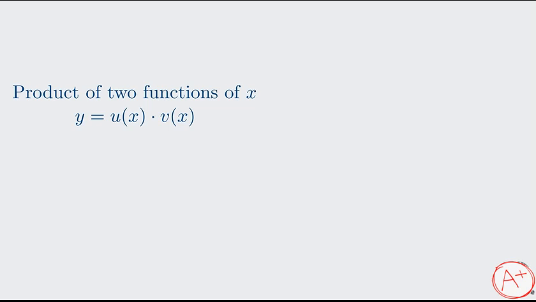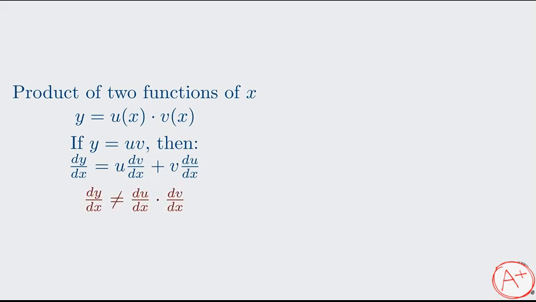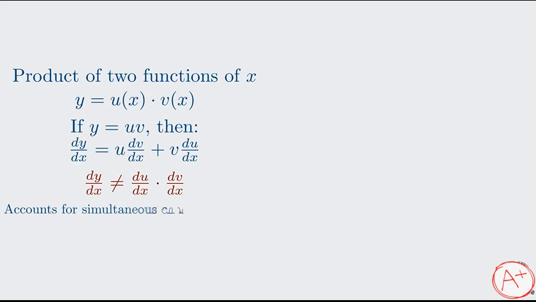The product rule is used when a function y is the product of two simpler functions of x, which we call u and v. The formula states that if y equals u times v, then the derivative, dy by dx, is equal to u times the derivative of v with respect to x, plus v times the derivative of u with respect to x. Mathematically, the derivative of a product is not simply the product of the derivatives. Instead, it is the first function multiplied by the derivative of the second, plus the second function multiplied by the derivative of the first. This accounts for how both parts of the product change simultaneously relative to x.